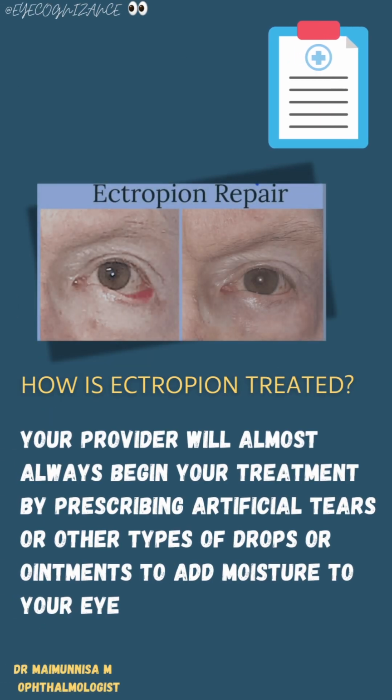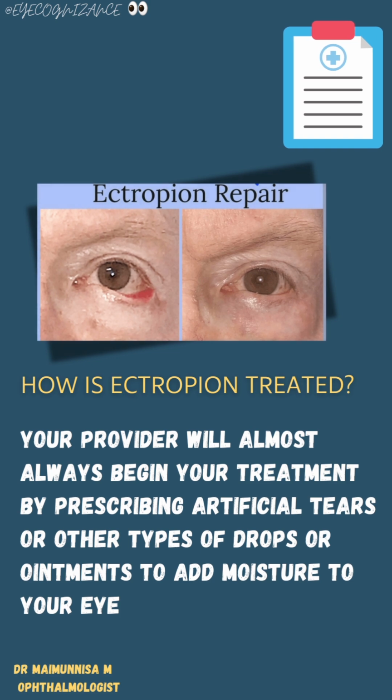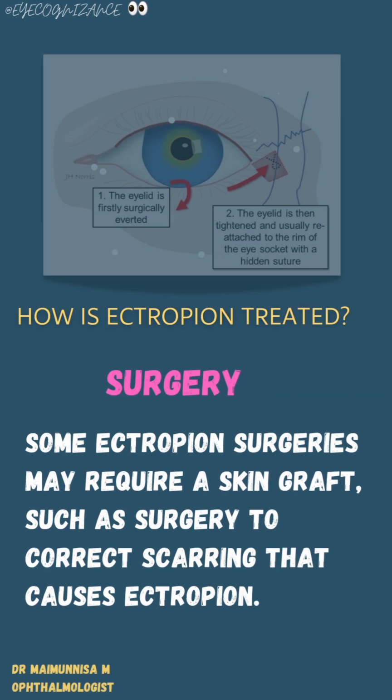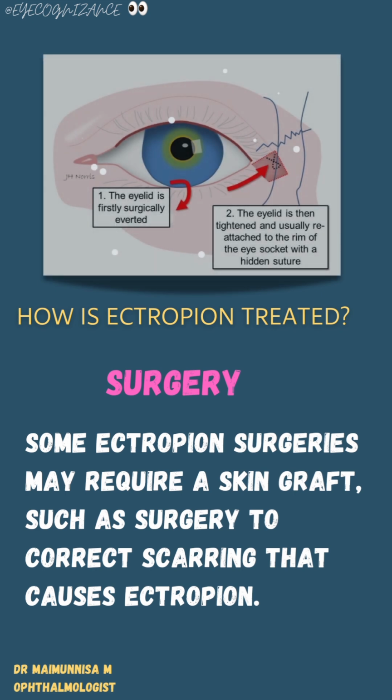Your ophthalmologist will almost always begin your treatment by prescribing artificial eye drops and antibiotics or eye ointments to prevent eye infection. However, surgery remains the treatment of choice. Some ectropion surgeries may require a skin graft, such as surgery to correct scarring that causes ectropion.